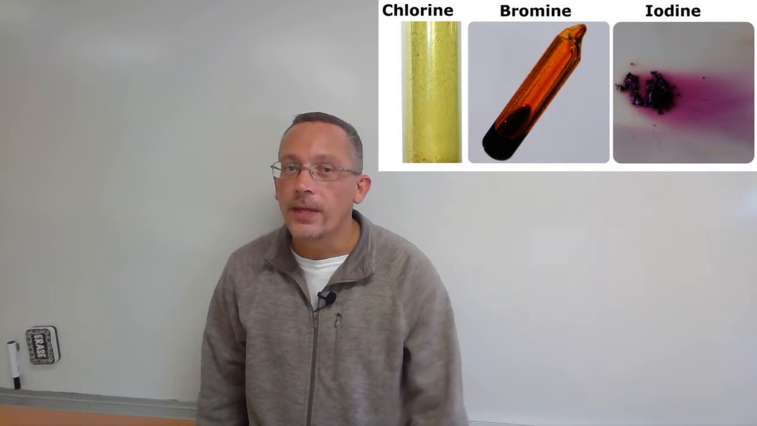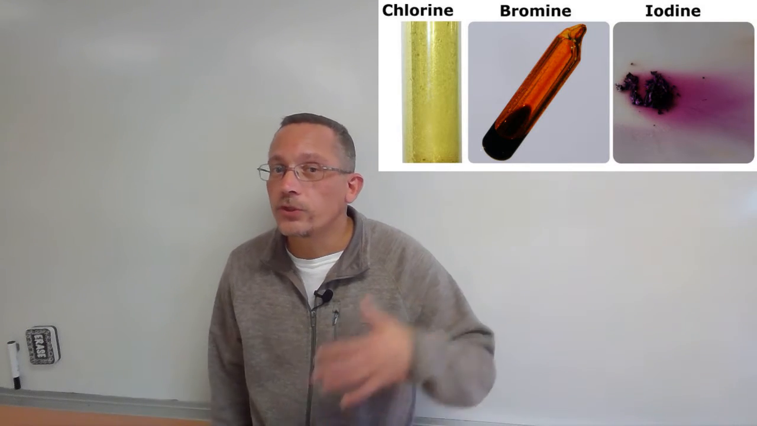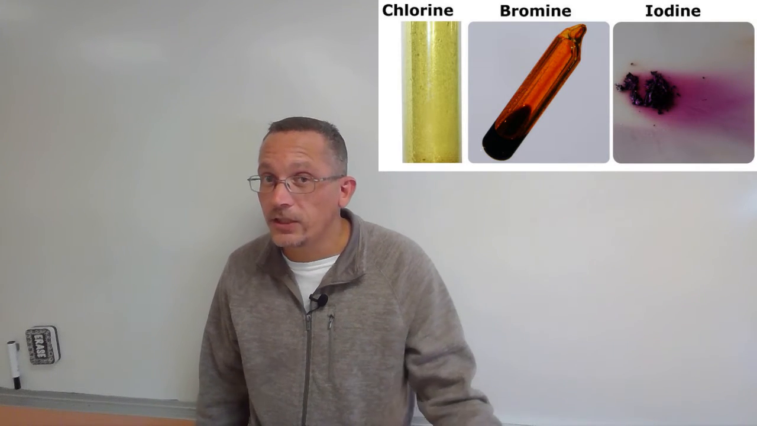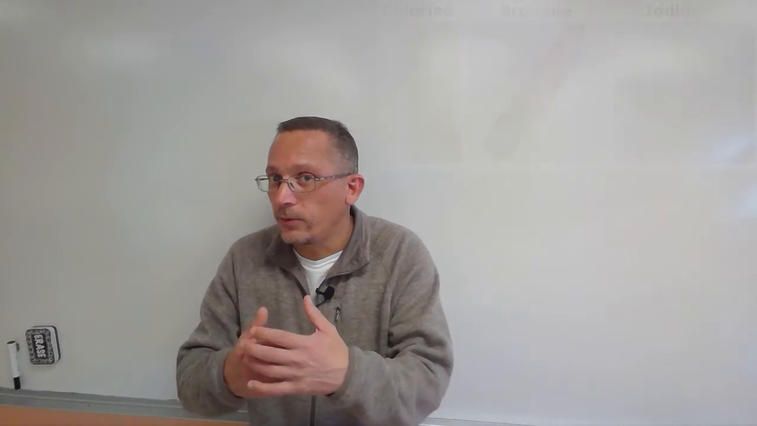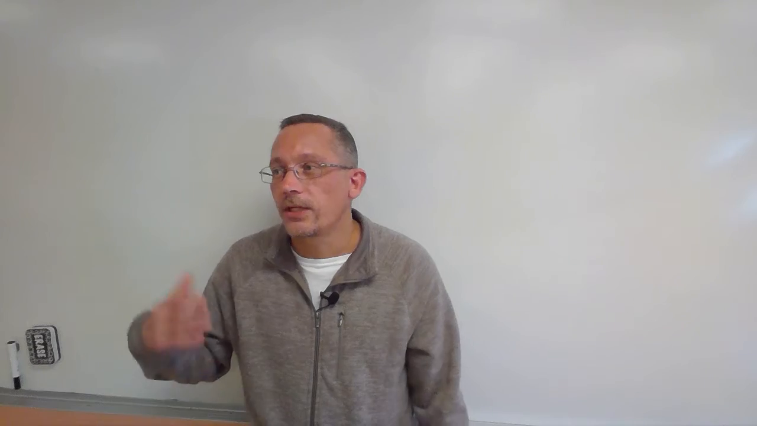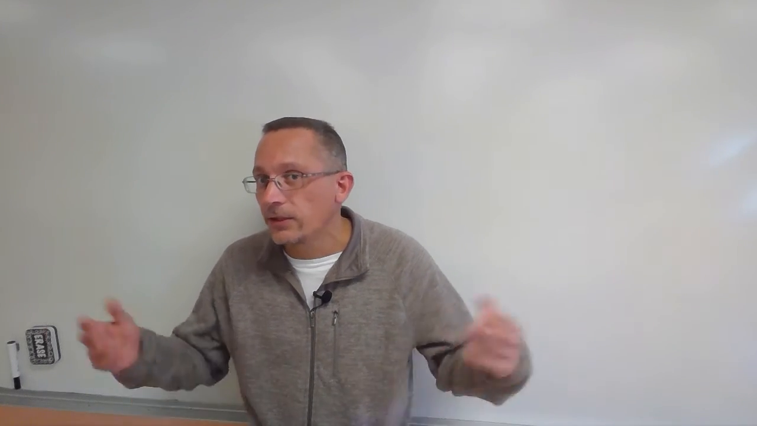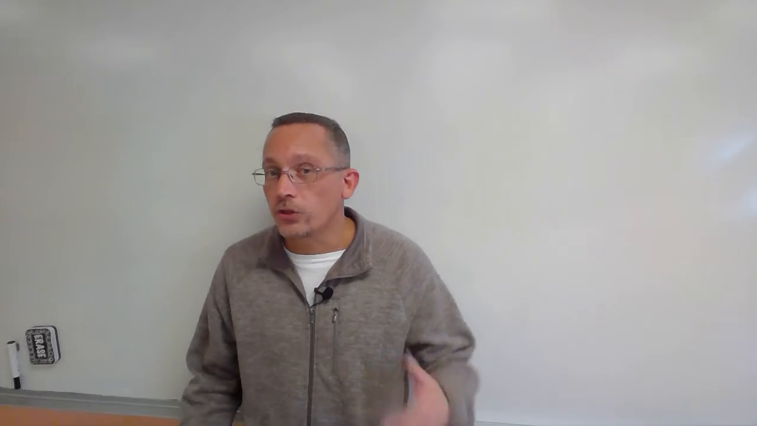very reactive. The halogens form strong acids when they're combined with hydrogen. So if you take chlorine and hydrogen, they form hydrochloric acid. Or if you take fluorine and hydrogen, you make hydrofluoric acid. And these are strong acids.